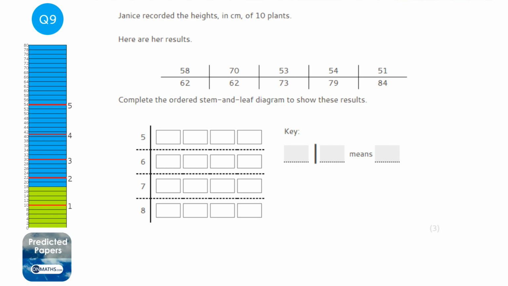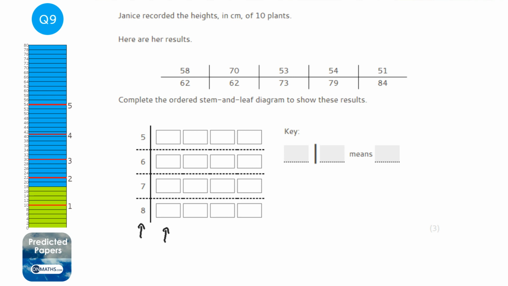So stem leaf diagram, well, the hardest bit is figuring out what a stem leaf diagram is. This question gives you a big hint because it draws it out for you. You can see that the stems 5, 6, 7, 8 represent 50, 60, 70, 80. And on the leaf bit, we're only going to put in the units.